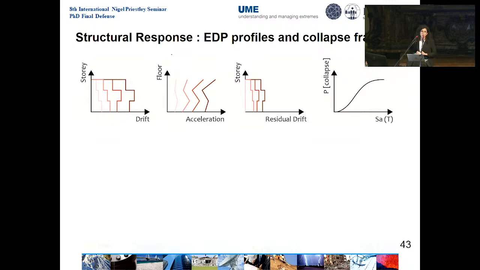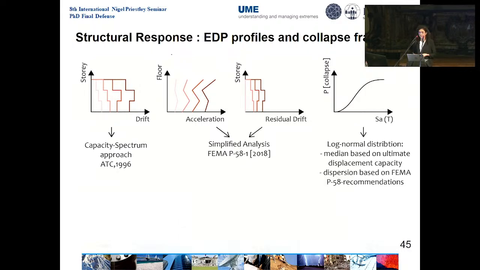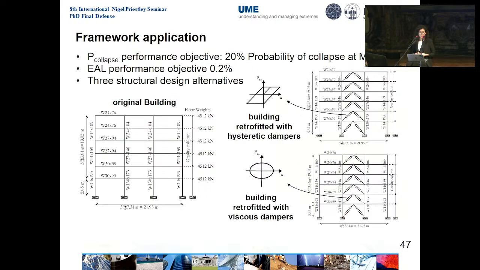Now, just for the structural response, we used the simplified approaches that have been proposed in literature. So for the drift estimation, we are using the capacity spectrum approach, while for the acceleration, residual drift, and collapse fragility, we are using simplified equations and approaches that are provided in the FEMA P58 guidelines. Then for the loss estimation, again, we're just using the Ramirez and Miranda approach with the loss EDP functions that we have developed. And so let's go directly to the framework application.